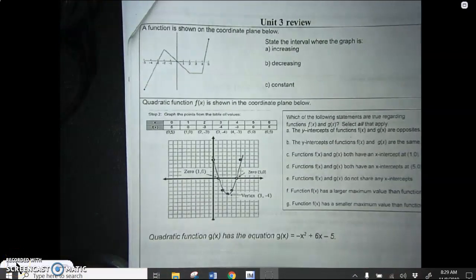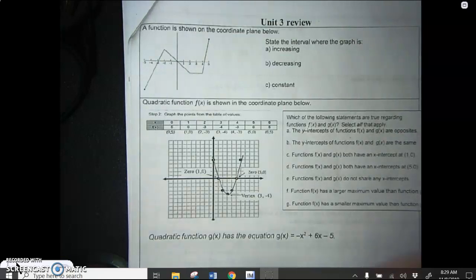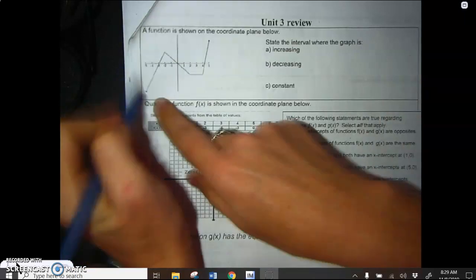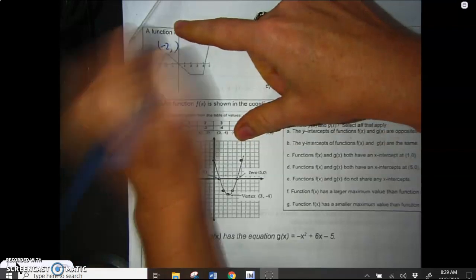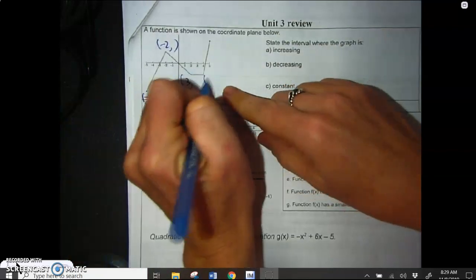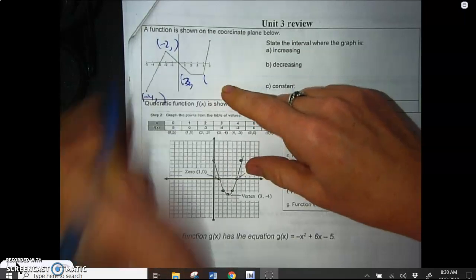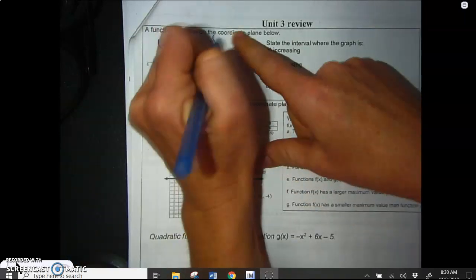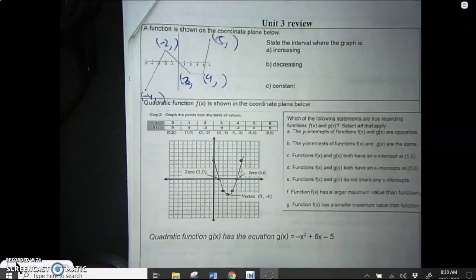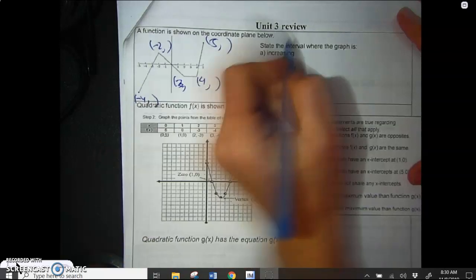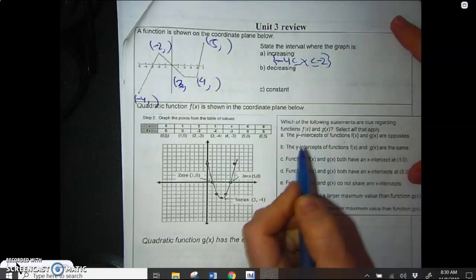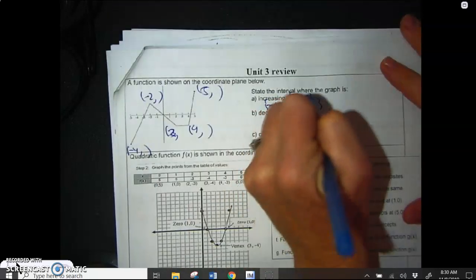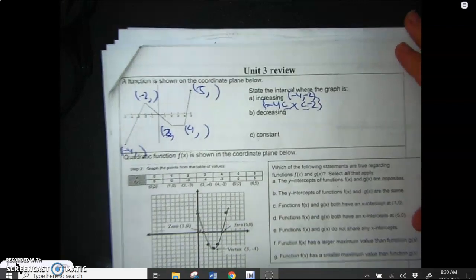All right, so this looks like a possible multiple choice problem in the calculator section. They want to know the intervals where it's increasing, decreasing, and constant. If we're focused on the x, it's -4 comma something, -2 comma something, 3 comma something, 2 comma something, 4 comma something, and 5 comma something. So it's increasing from -4 to -2. I could also write that in interval notation. I'm just showing you both ways, depending on what you might see.